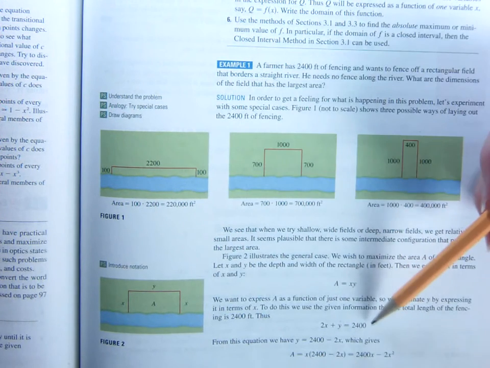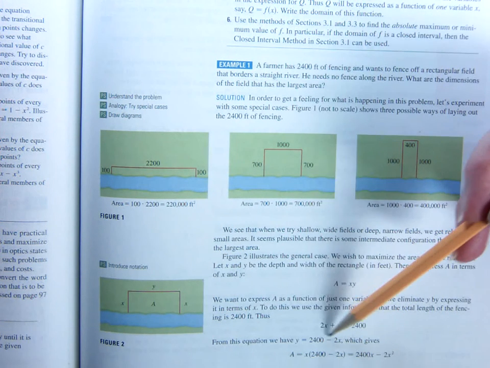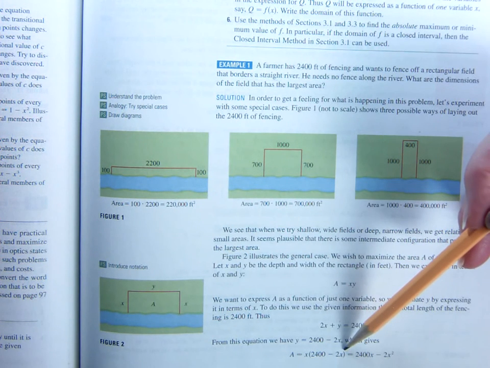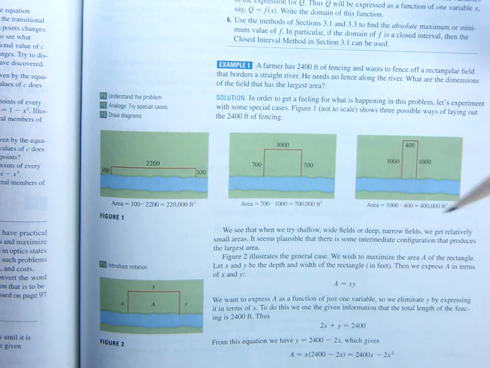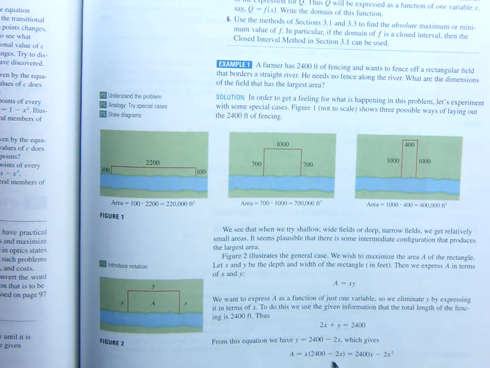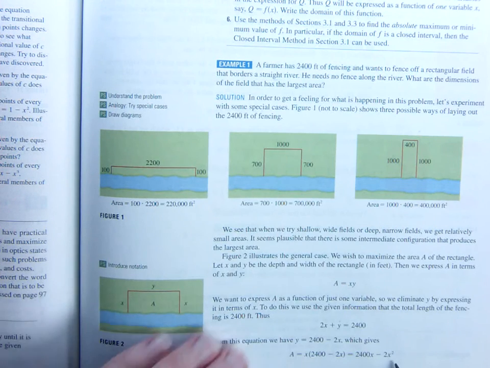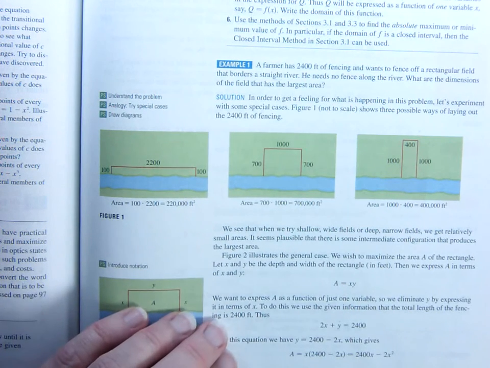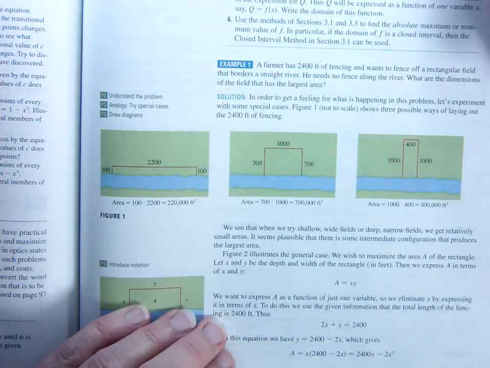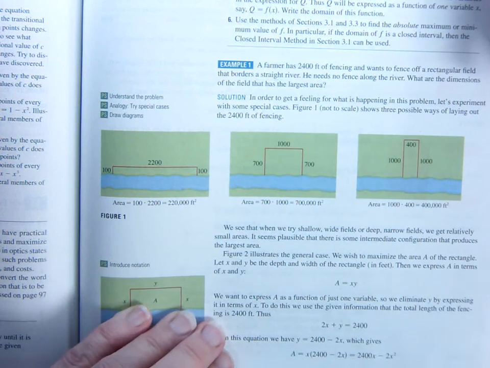Now, from this equation, I can solve for y, moving 2x over here, and then I'm going to substitute this in for y for my area. So now my area formula is 2,400x minus 2x squared, okay? 2,400 minus 2x, 2,400x minus 2x squared.